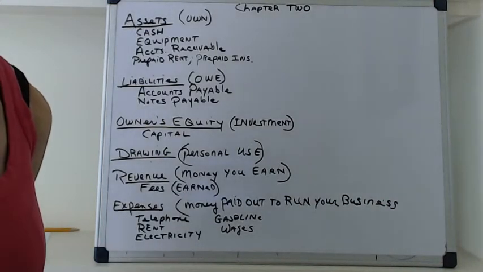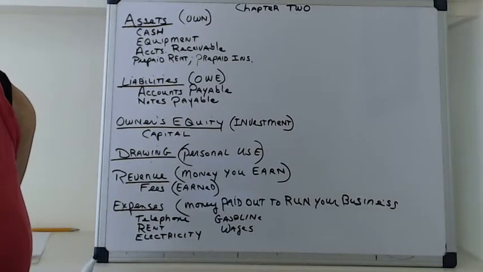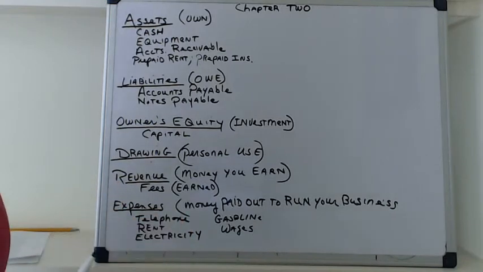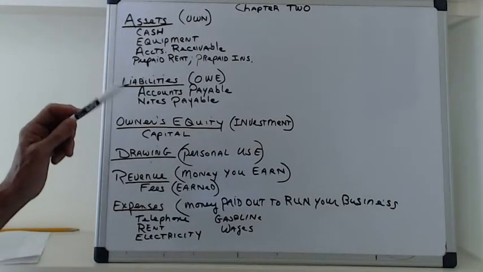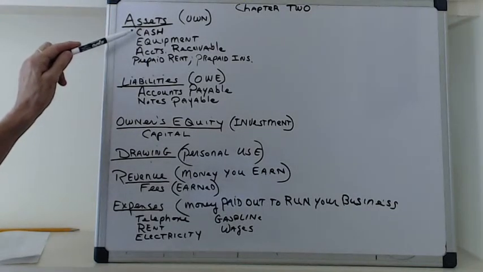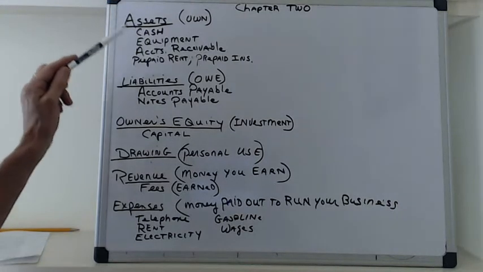Hi, this is the first video for Chapter 2, and it's going to be on terms that you need to know. You're going to be seeing these terms throughout the whole course, so it's very important that you understand what they mean and what accounts are included in that category. Now, these are accounts here, cash, equipment. I'll explain that to you as we go on.